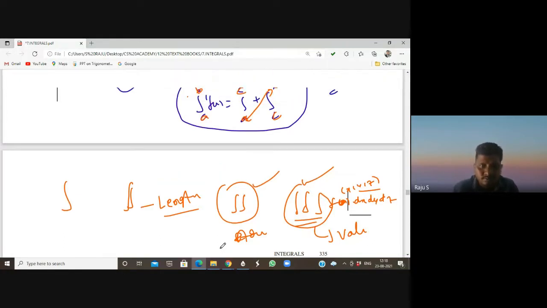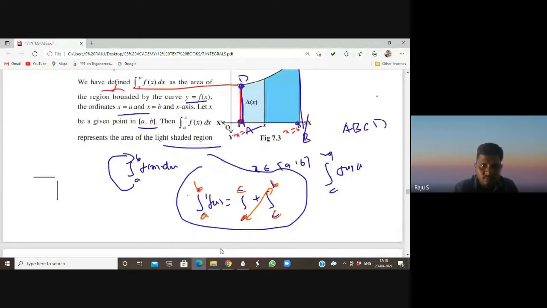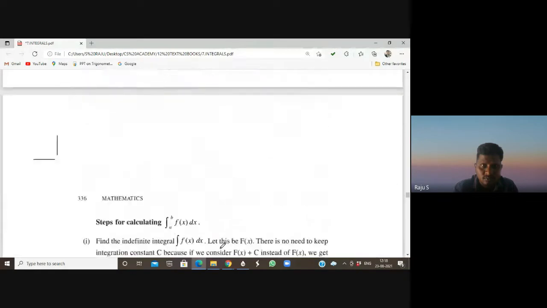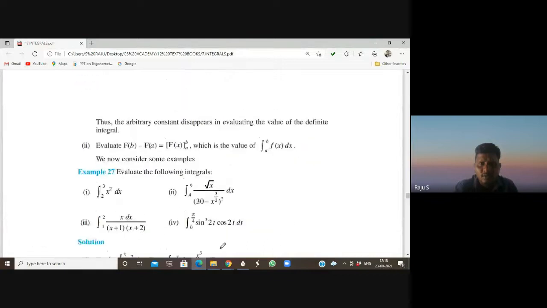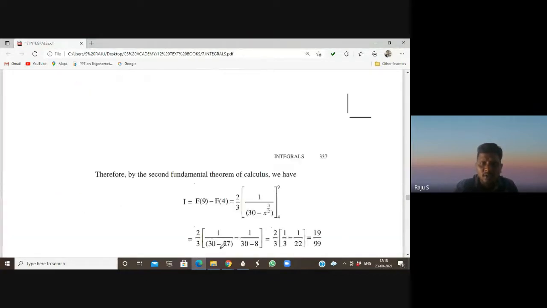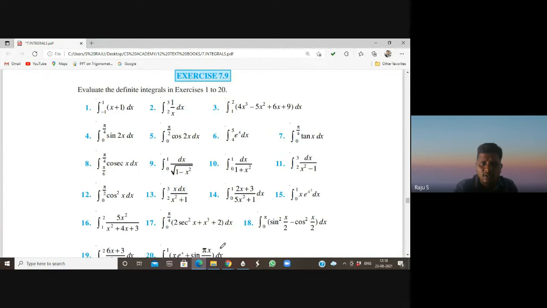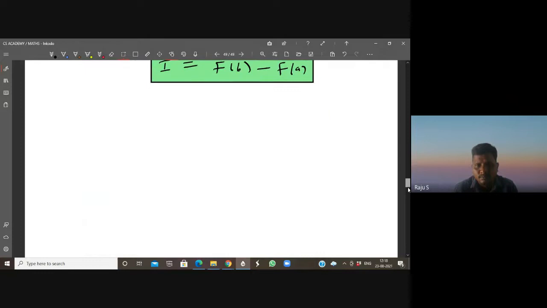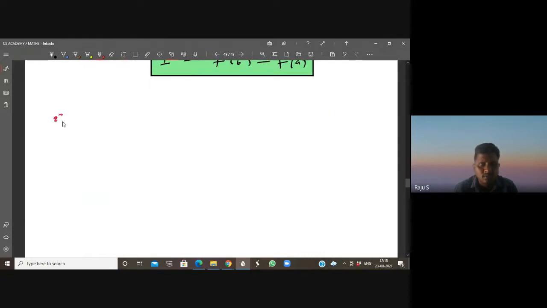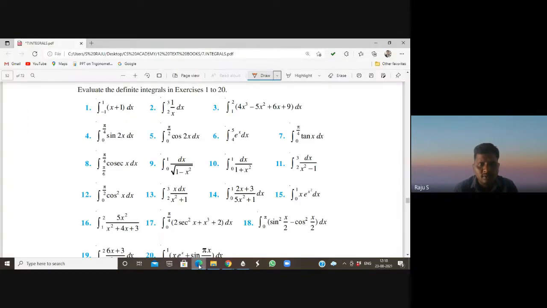So this is about definite integration. But the problems are actually very easy. Whatever problems are there in the next exercises in definite integration, compared to indefinite, this is easy. Look at, for example, 1 by x. Second question, I is equal to integral 1 by x dx, from where to where? 2 to 3.